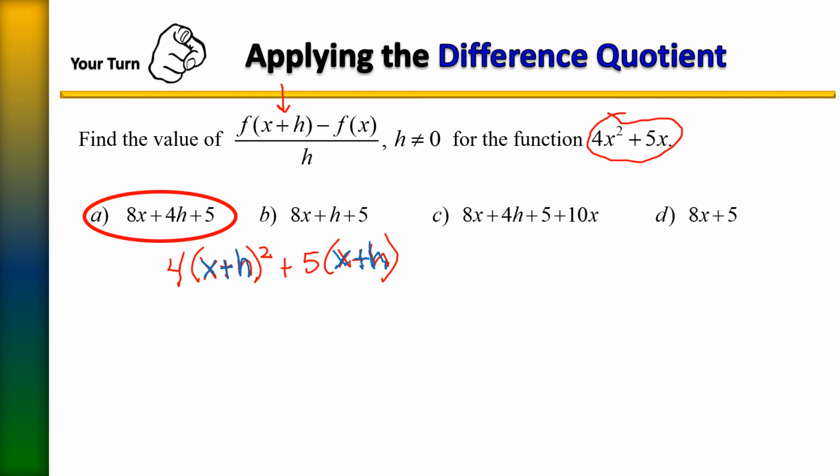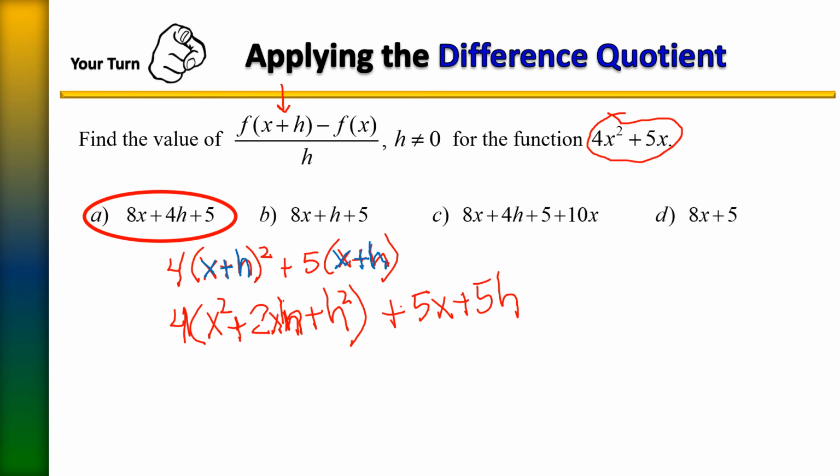Alright, so going back to my red here, we know the binomial squared of x plus h: to get that, I'm going to square the first term, multiply the number 2 along with those two numbers in the parentheses to get your middle term. To get your last term, square the last term, h squared. Next we have plus 5, distributing that: 5 times x is 5x, 5 times h is 5h.